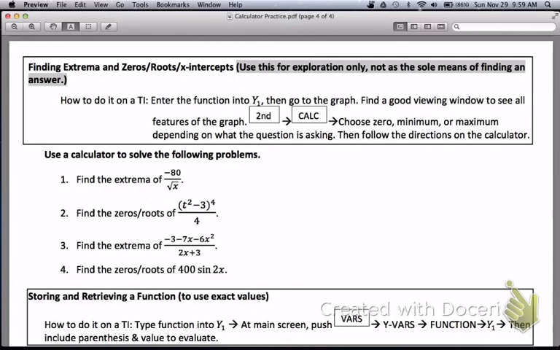So you can do it by hand, and then you can have the calculator check your work for you so that you feel confident in your answer, but you cannot have this be the only way you find extrema, zeros, and roots and x-intercepts.